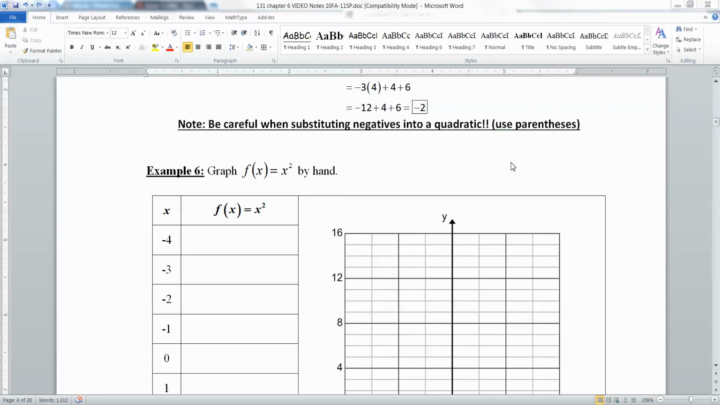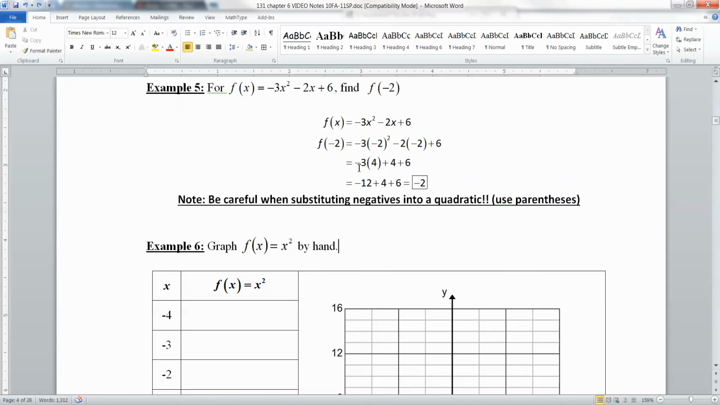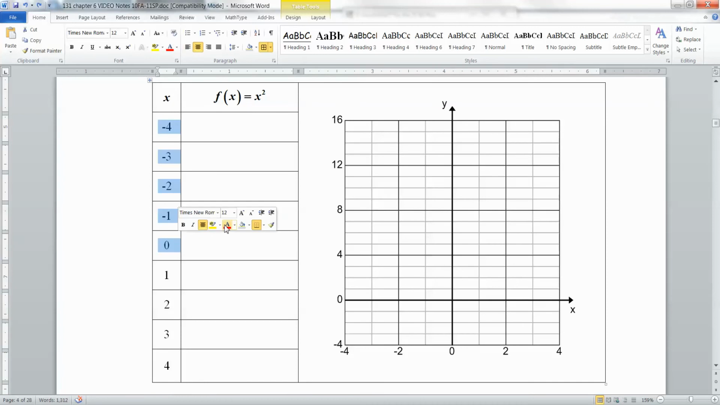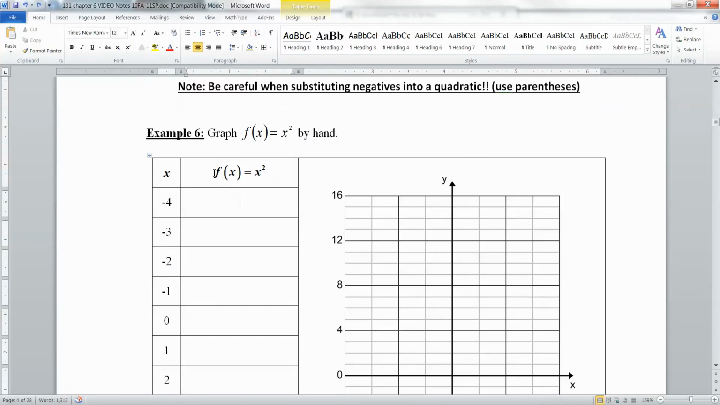Now we left off here where we had substituted a negative value into a quadratic, and it made us realize we have to be very careful when we substitute negatives into quadratics. So we have to keep that in mind when we're graphing this f of x equals x squared, because this is a quadratic expression and we have to put some negative values into it. Okay, so let's think about this.